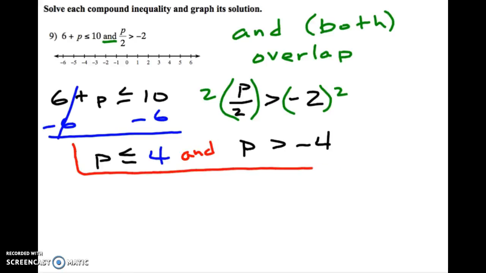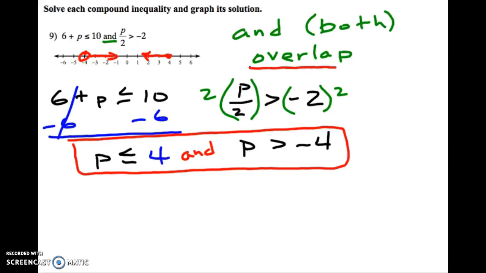So algebraically, we're looking for p is less than or equal to 4 and p is greater than negative 4. On the number line on the graph, for the p is less than or equal to 4, the equal part means we're going to have a closed circle, and we're going to be looking for the numbers to the left. On the right, p is greater than negative 4. The fact that this does not have an equal sign means we got an open circle. Greater than the negative 4 means we're going to the right.